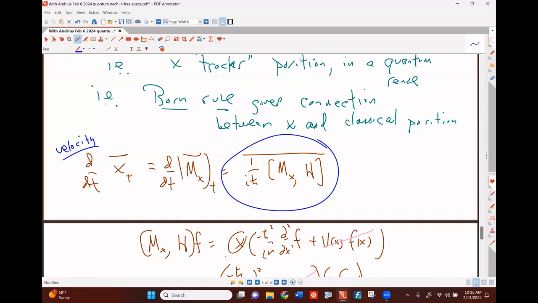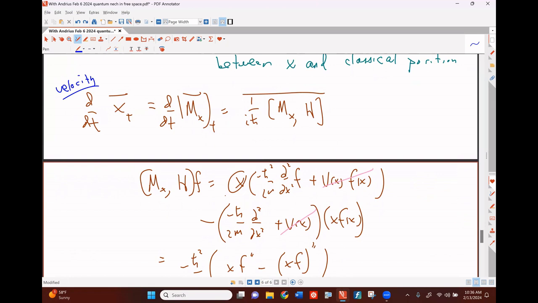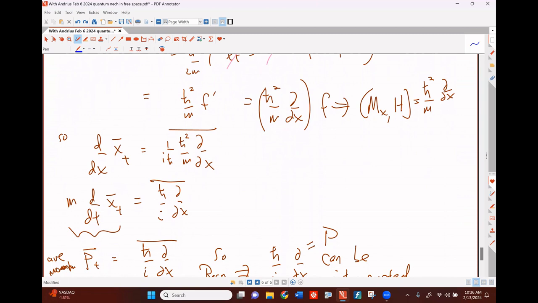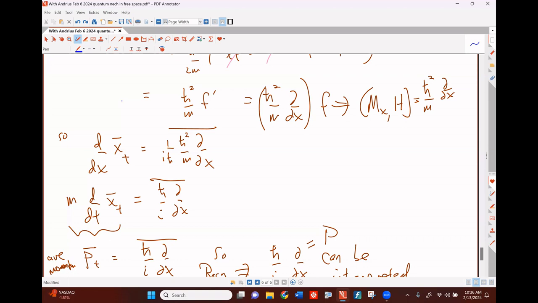Okay, so go ahead and work it out for multiplication by X. We know what the Hamiltonian is. Now we're actually using the form of the Hamiltonian given by the Schrodinger equation. You work out X times H minus H times X, operating on a dummy function f, and you get that it's equal to the average value of this operator. That means M times this velocity is equal to the average value of this operator.